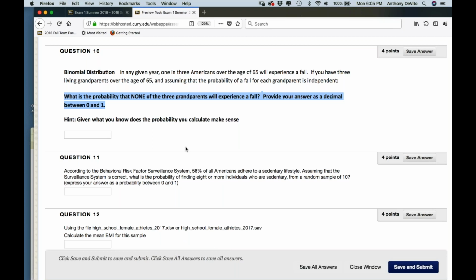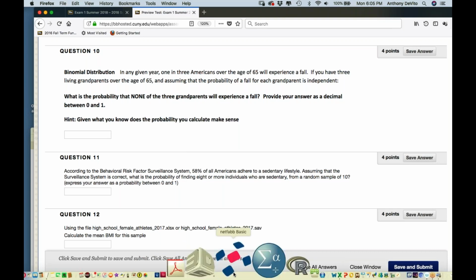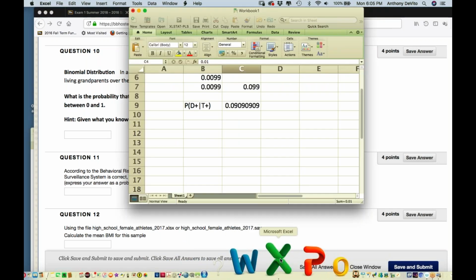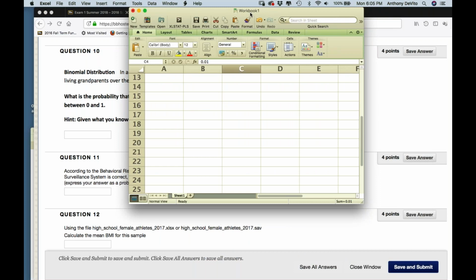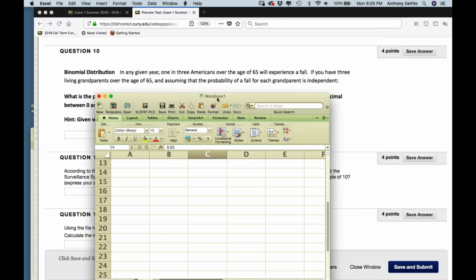Well, this is a binomial distribution, right? We have a sample size of 3, and we know the probability of our success, in other words, somebody falling, is 1 in 3 or 33%. So I'm going to open up Excel again, and I'm going to work with this binomial distribution. Our P, our probability, is 0.33. The probability of any individual in this population over 65 having a fall that year is 33%.